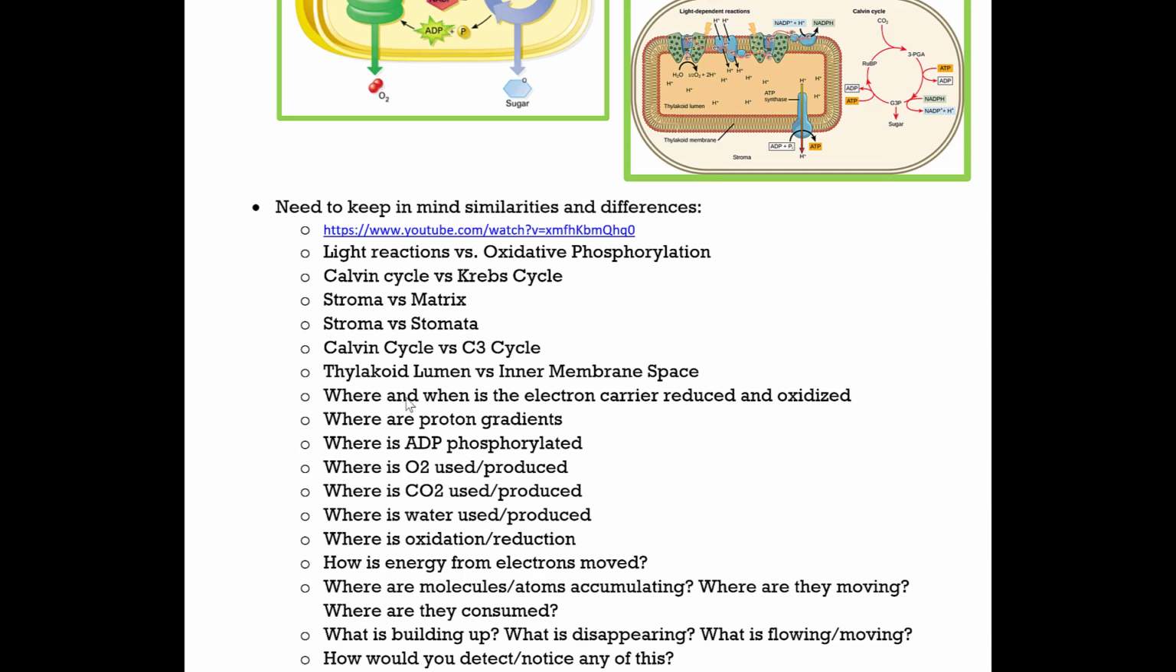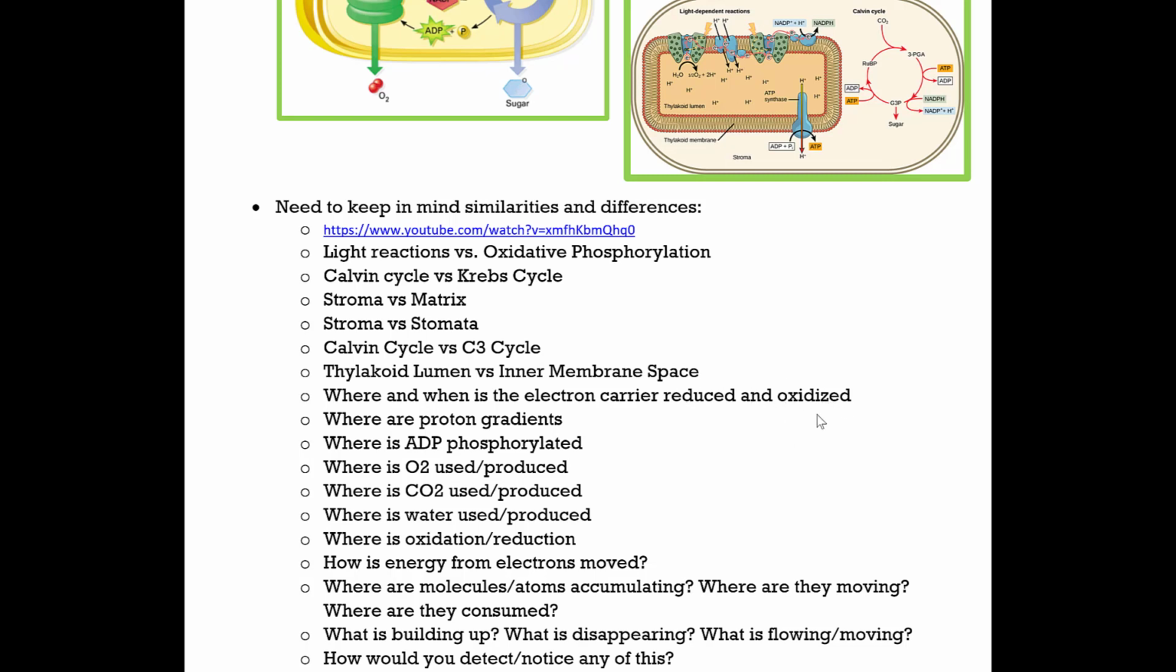When and where are the electron carriers reduced and oxidized? So in photosynthesis, the electron carrier is NADPH. It is reduced during the light reactions, and it is physically in the stroma when this happens.